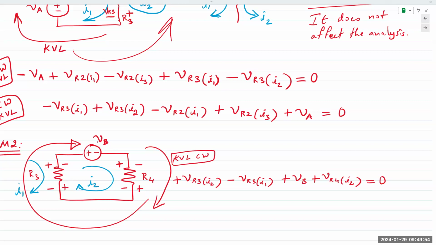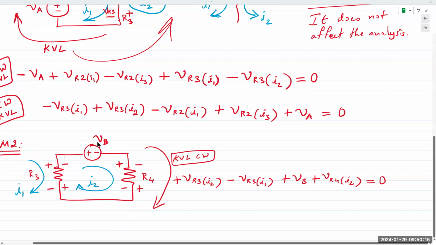So again, remember, we assume mesh currents so that we can describe the resistor voltages, but it does not affect the current source or a voltage source. We simply just add the voltage source as they are. So the question being asked was about mesh currents affecting the source, and the answer is it doesn't. Mesh currents only permit us to describe the resistor voltages. And that's the only purpose actually.